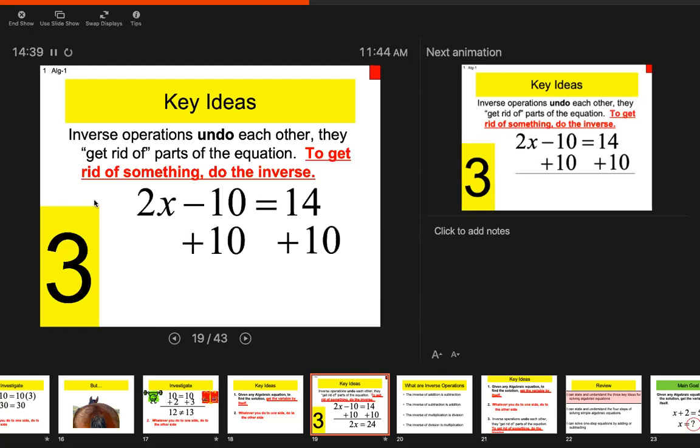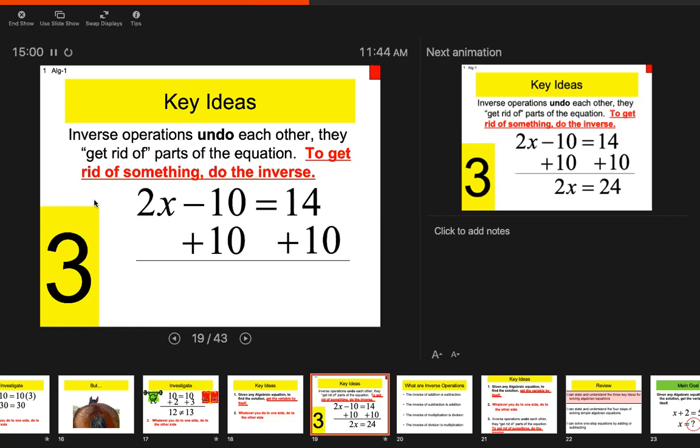Oh, by the way, let's talk about the inverses. What's the inverse of addition? Subtraction. What's the inverse of subtraction? Addition. What's the inverse of multiplication? Division. What's the inverse of division? Multiplication. You're in Algebra 1. You're going to get more of them this year. Did you know that there's more than that? Yes. What's the inverse of squaring?